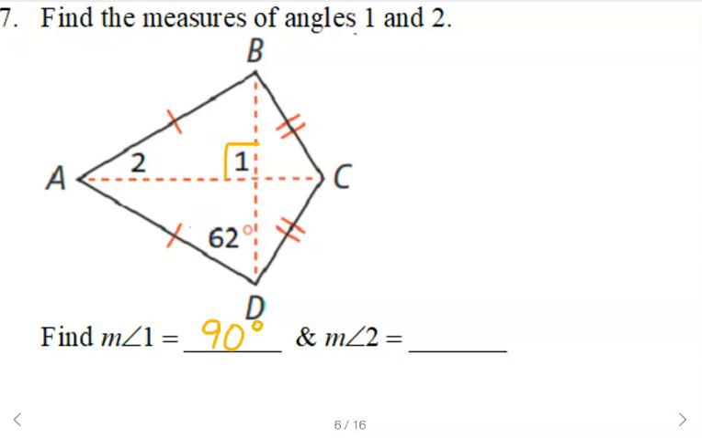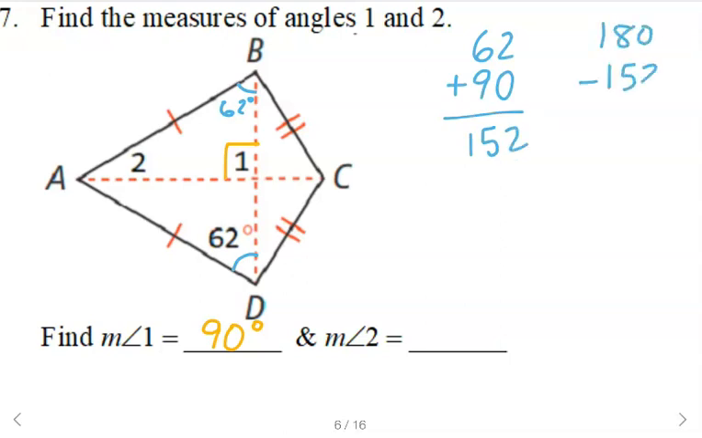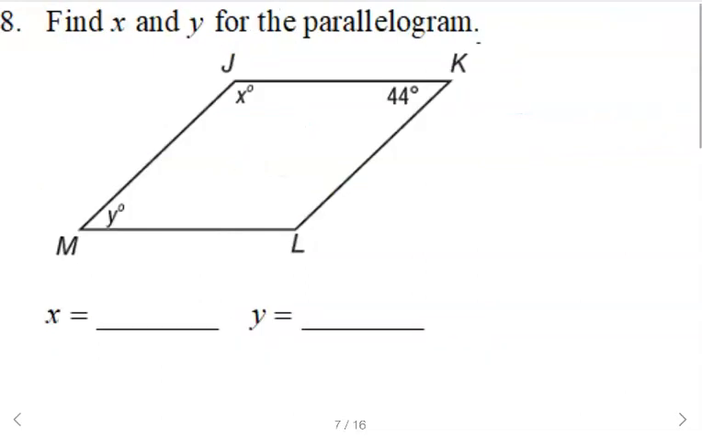This triangle and this triangle will be congruent, so the corresponding parts will be congruent, and so this angle up here will end up being 62 degrees. And so we've got a right triangle where we have two of the three angles. 62 plus 90 gives us 152. If we subtract that from 180, we'll get 28 for the measure of angle 2.